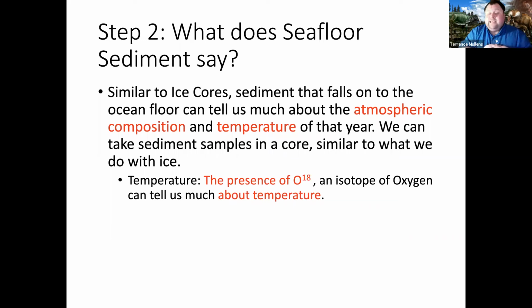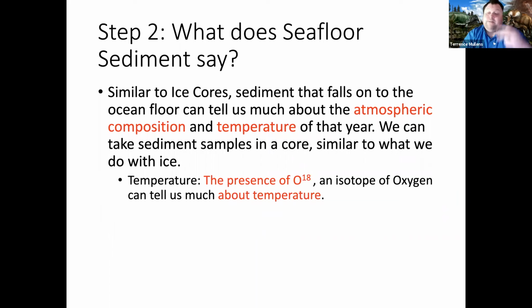One last big thing, in addition to what you see in ice cores, there's also something that you see in sediment samples, this isotope called oxygen-18. And the presence of oxygen-18 can tell us much about temperature. So these can tell us a lot about what the atmosphere was made up of at the time, what the temperature was at that particular time.